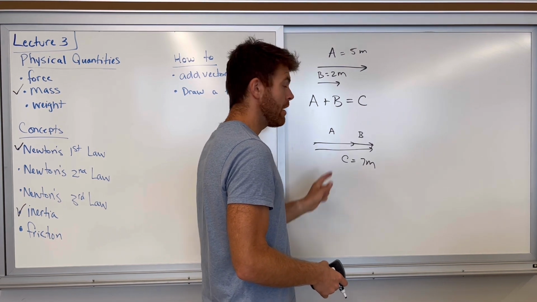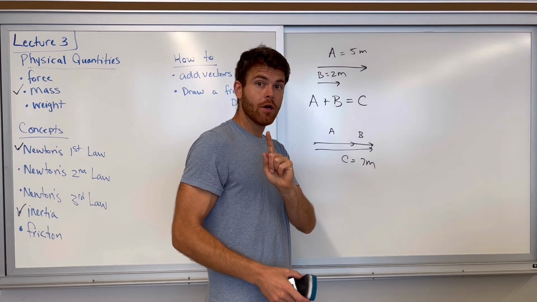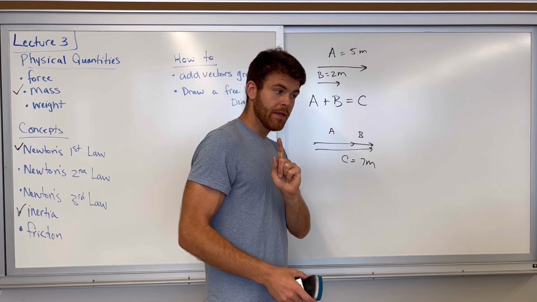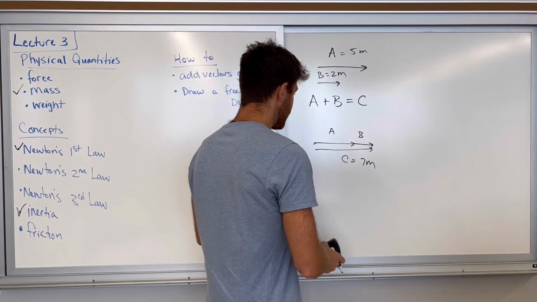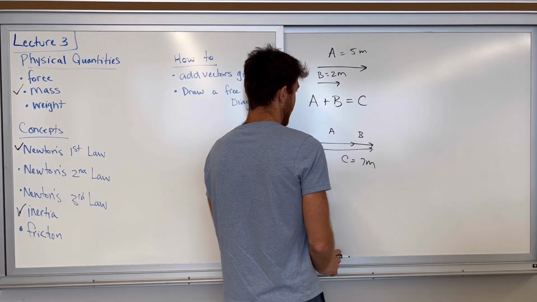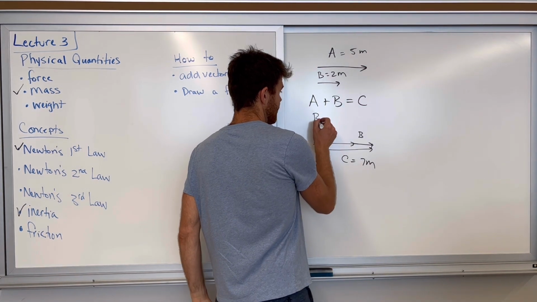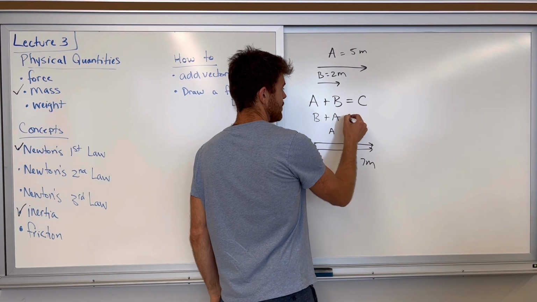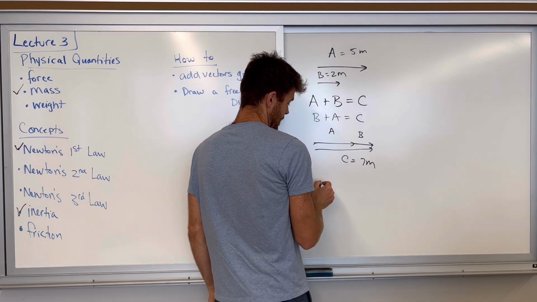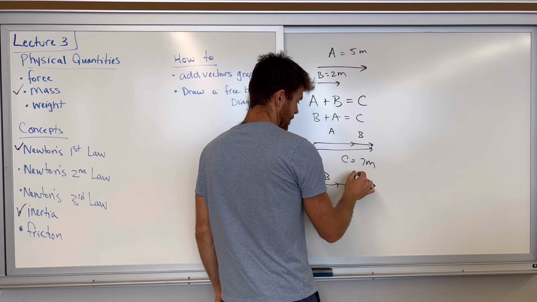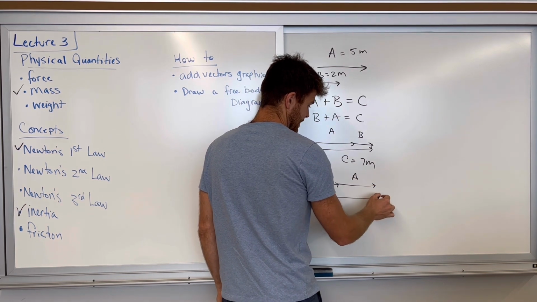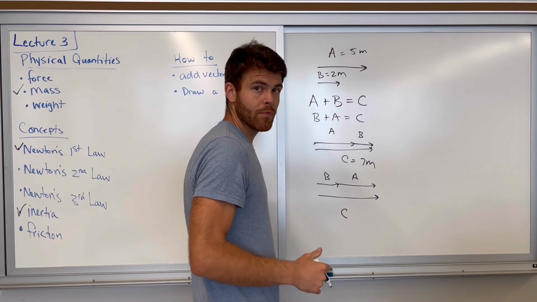Right? Now, vectors do add commutatively, which means the order doesn't matter. If A plus B equals C, then vector B plus vector A should also equal C. And if we start with B and we add on A, yes, we do get the same vector C. Okay.